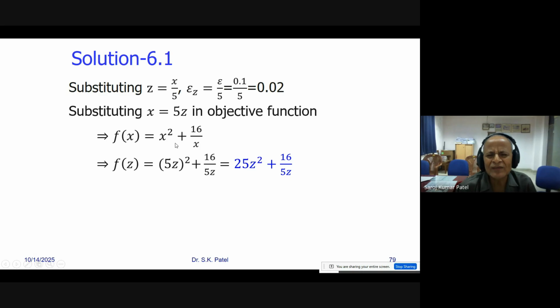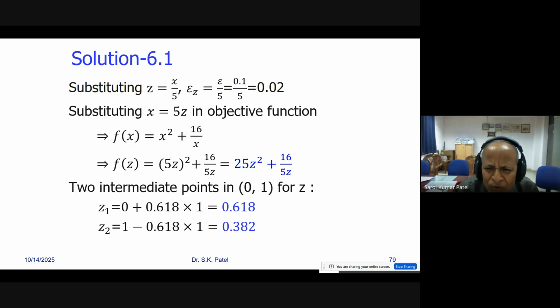So now let us revise our objective function in terms of z. Since z is equal to x by 5, x will be equal to 5z. So wherever x is there, write down 5z. So x square means 5z whole square, plus 16 by x means 16 by 5z. On simplifying, we get 25z square plus 16 by 5z. So this is a function of z, and this is our new objective function for z.